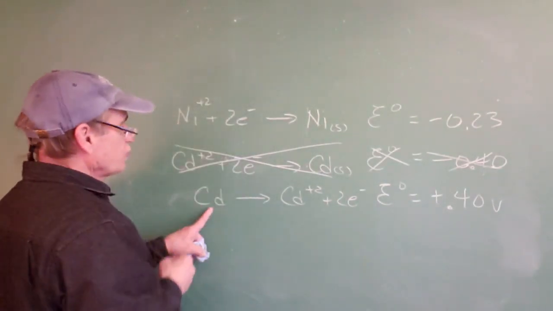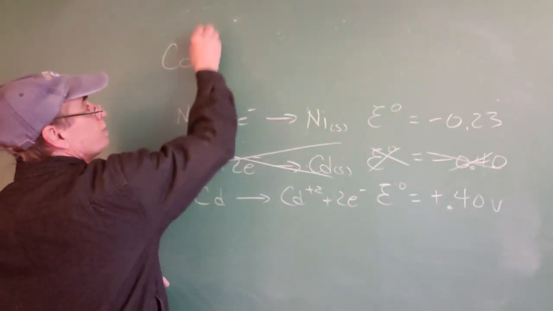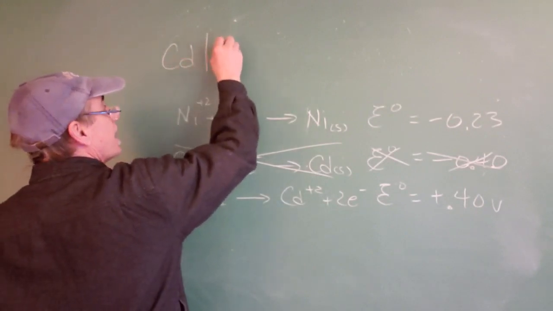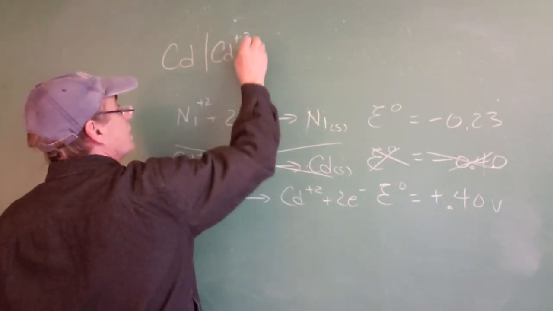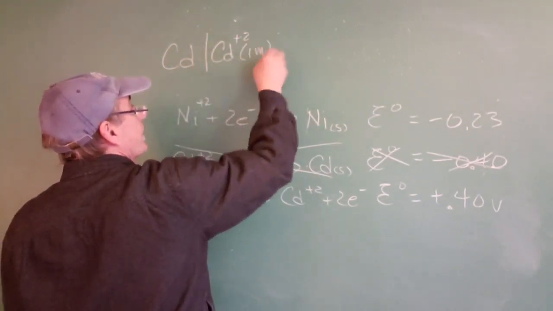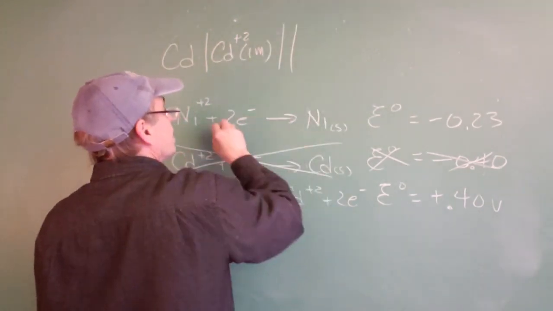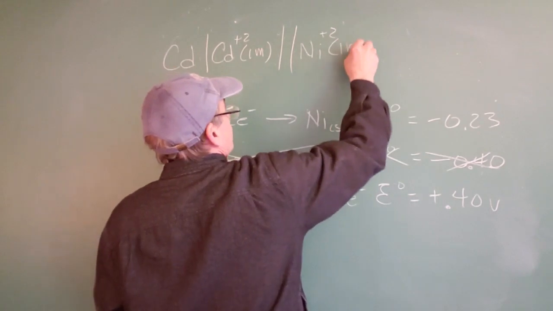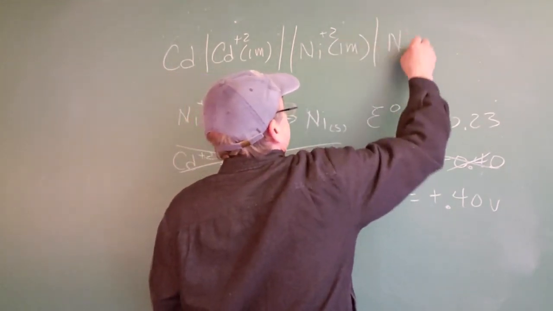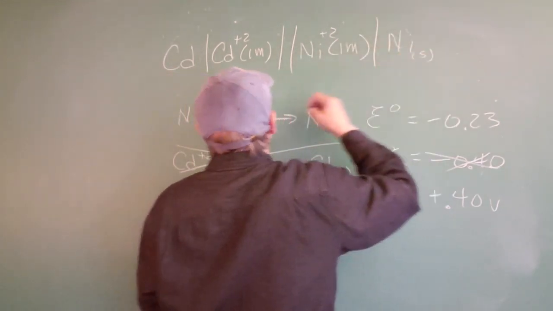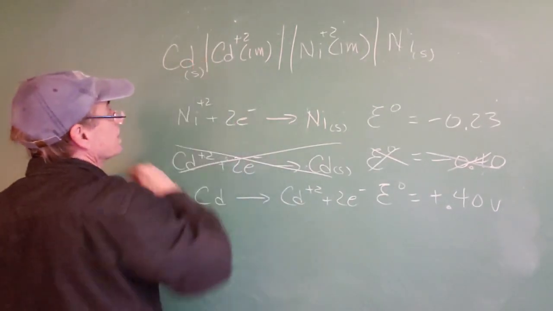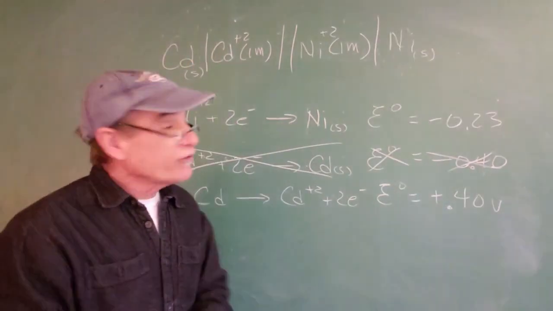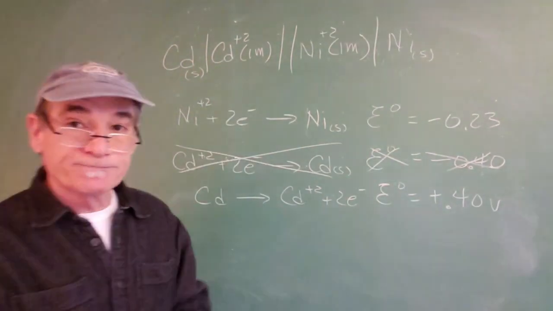The shorthand notation would be, and again, the oxidation we always put on the left. So it'd be cadmium going to cadmium plus 2, and I'll put here 1 molar. Salt bridge, it's nickel plus 2, 1 molar, going to nickel as a solid. Okay, I got cadmium as a solid. All right, so there's the shorthand notation for it.